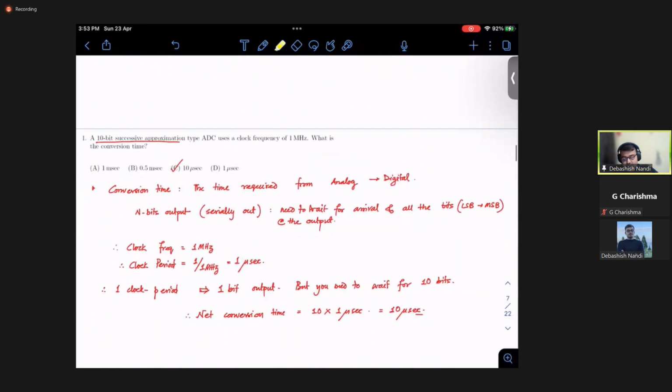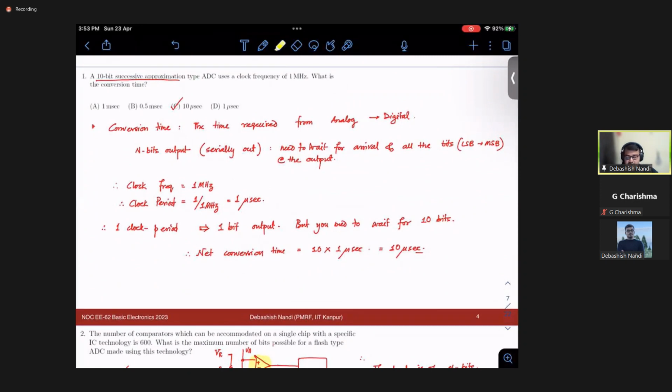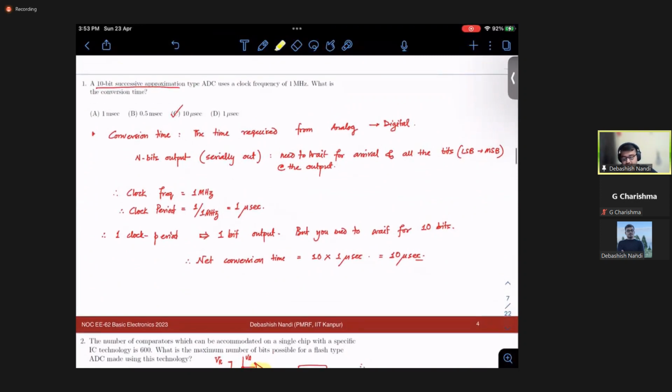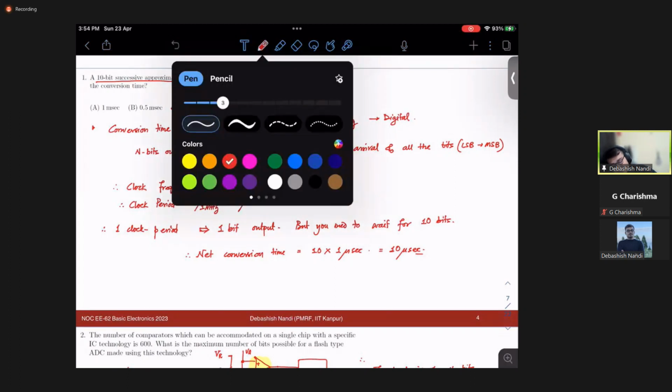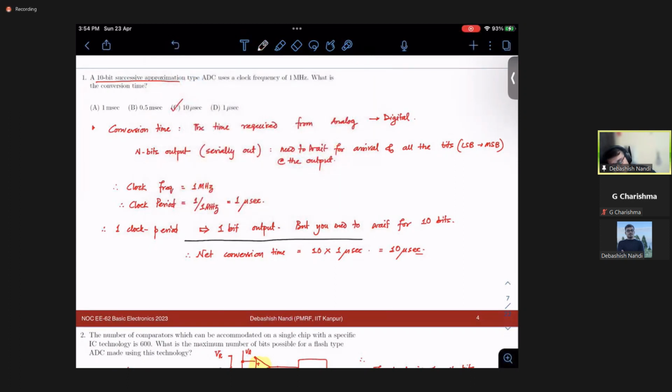Then we moved to the problems. First we saw what the conversion time is. As I mentioned earlier, for an SA type ADC you have to wait for all the bits to arrive at the output. In this way you can compute your net conversion time. That will be nothing but the total number of bits multiplied by one clock period. So the net conversion time will be one clock period times the number of bits in the ADC.